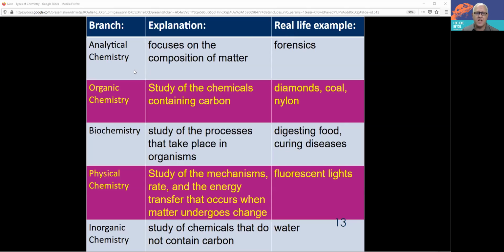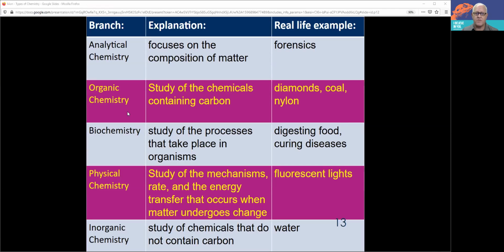So, analytical chemistry focuses on the composition of matter. What is in that matter? What's it made up of? And a real-life example of that would be forensics. We use forensic analysis to determine what made up something, and we can determine whether a crime was committed or whether something is not functioning properly. The term forensics is used for a very detailed examination of something.